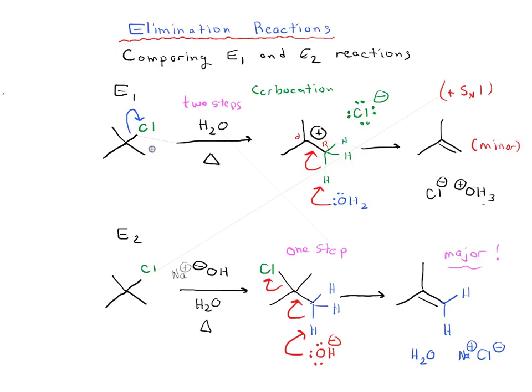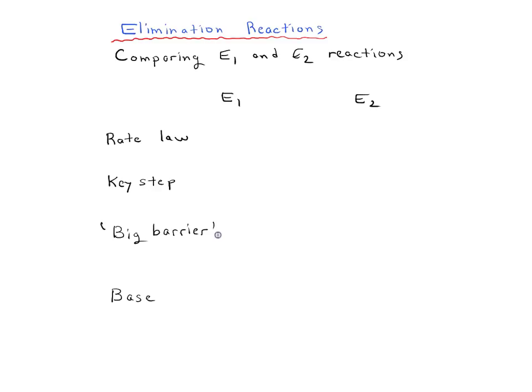Okay, so now that we walked through the E1 and the E2 mechanisms, let's make a little sheet which compares the different features of the E1 and E2 reaction. So in terms of the rate law of the E1 and the E2, we said that the E1 was unimolecular.